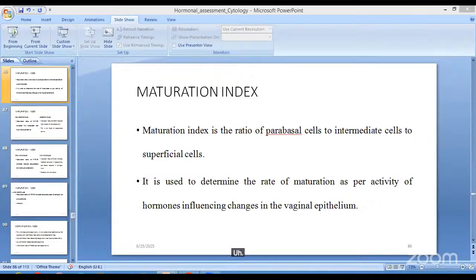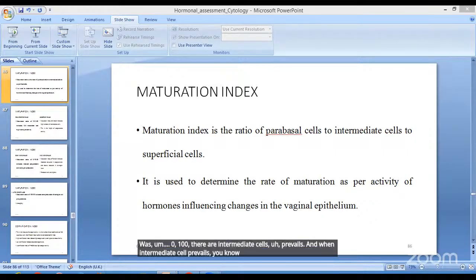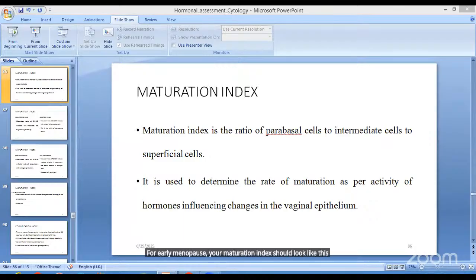For the secretory phase, you should have a maturation index of 0-100-0. Intermediate cells prevail. And when intermediate cells prevail, you know that progesterone activity is high. For early menopause, your maturation index should look like this, 0-70-30. You know, the active cells, I mean the intermediate and superficial cells, will be gradually being silenced, going off gradually. So 70-30 is telling you that there's reduced progesterone and estrogen effect gradually.